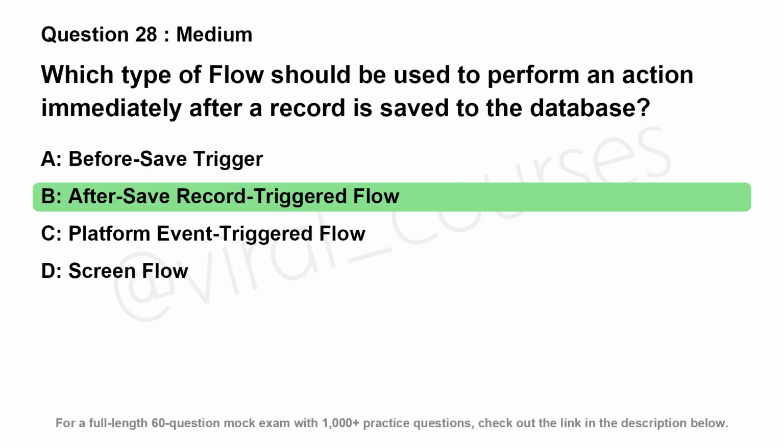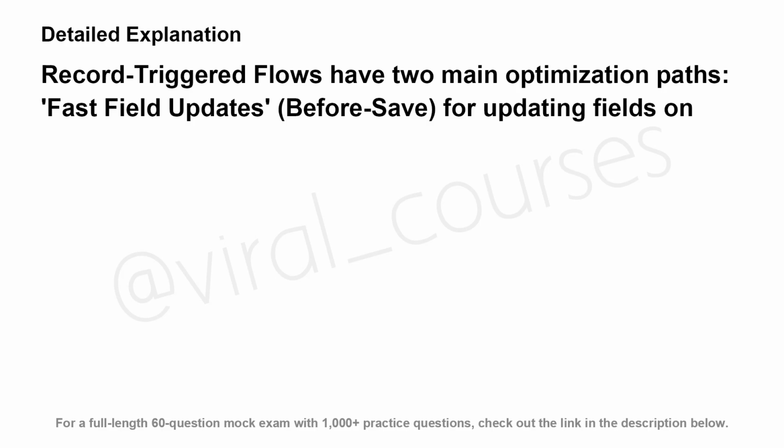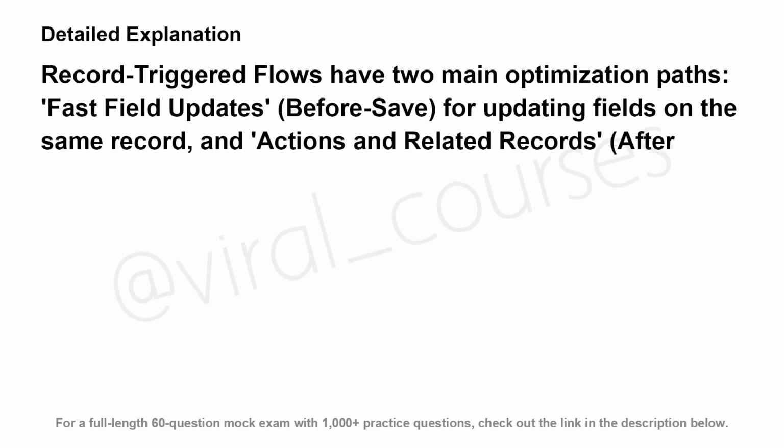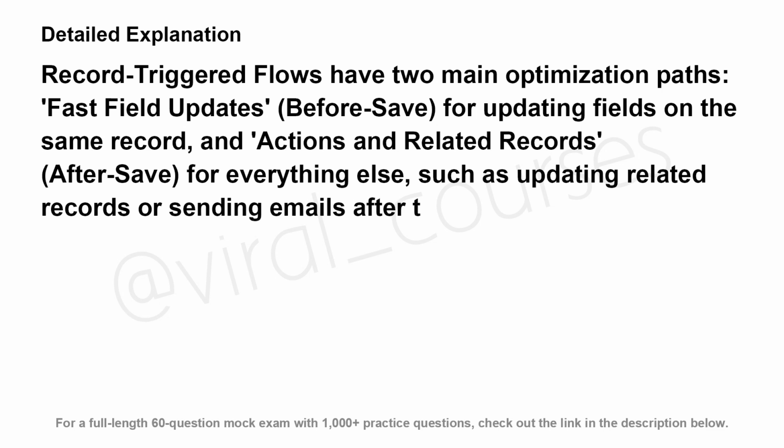The correct answer is B. Record-triggered flows have two main optimization paths. Fast field updates, before save, for updating fields on the same record, and actions and related records, after save, for everything else, such as updating related records or sending emails after the initial record is saved.